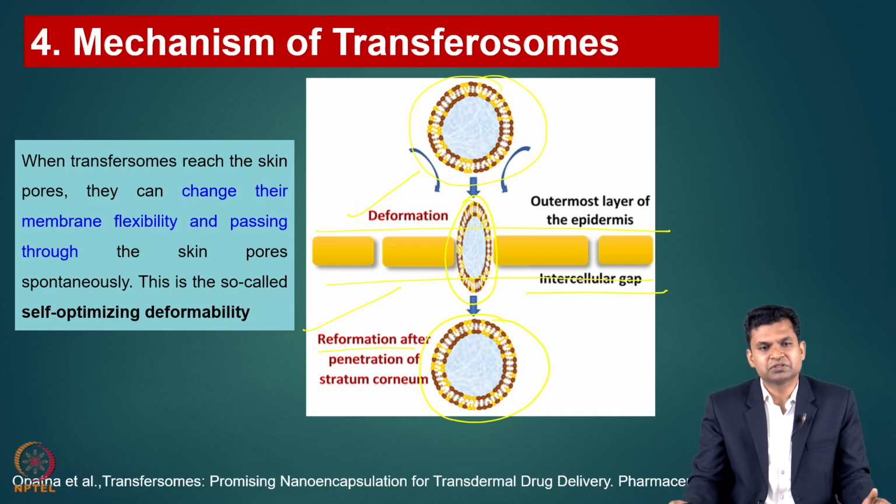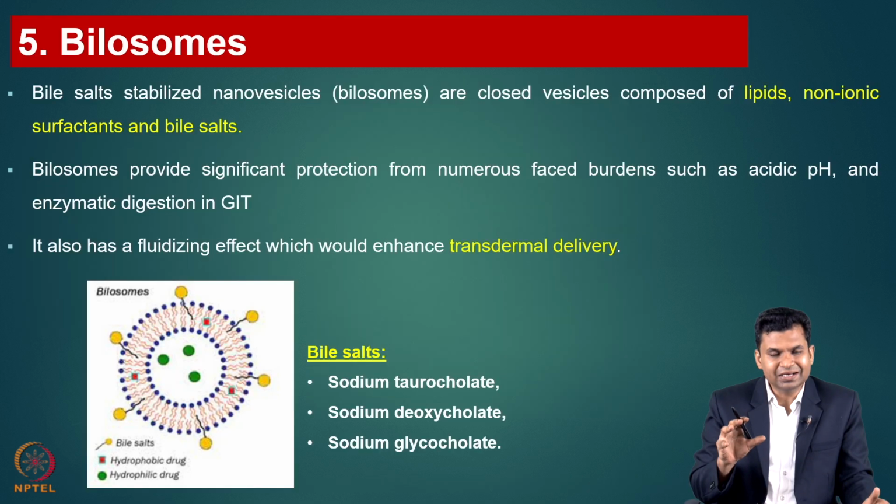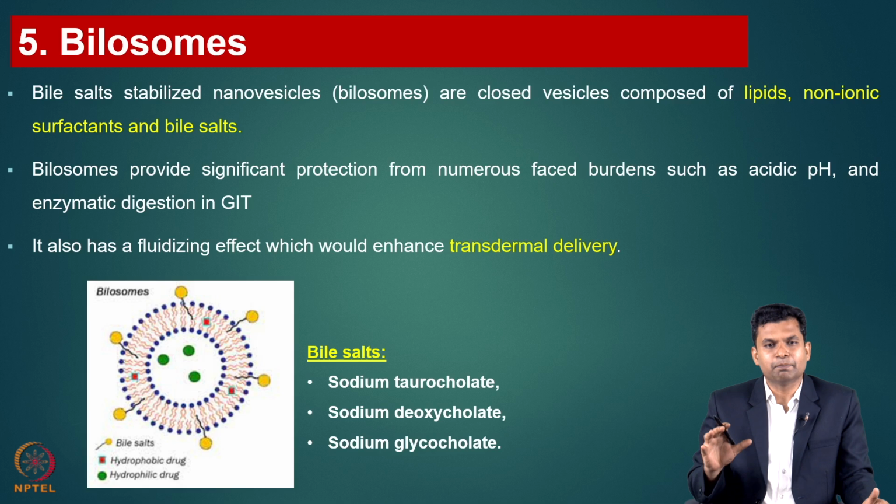When transferosomes reach the skin pores, they can change their membrane flexibility and pass through the skin pores spontaneously. This is the so-called self-optimizing deformability, and this property comes purely with the edge activators. If you would like to read more on these transferosomes, I recommend this open access review paper. Now, another vesicular system, that is Bilosomes.